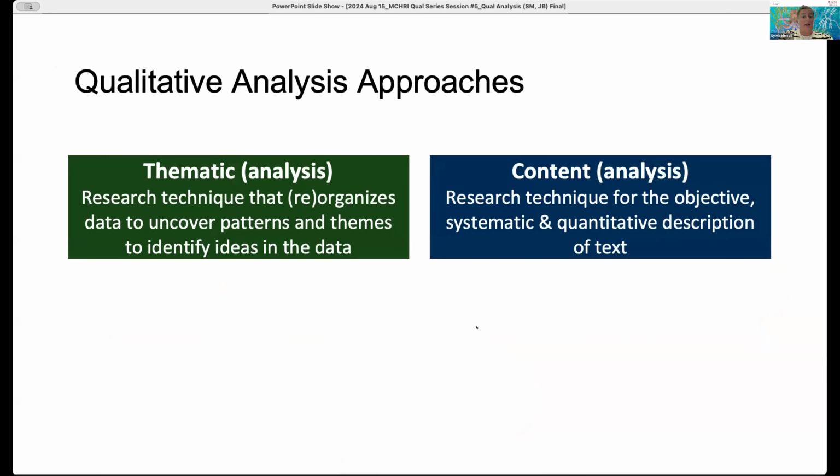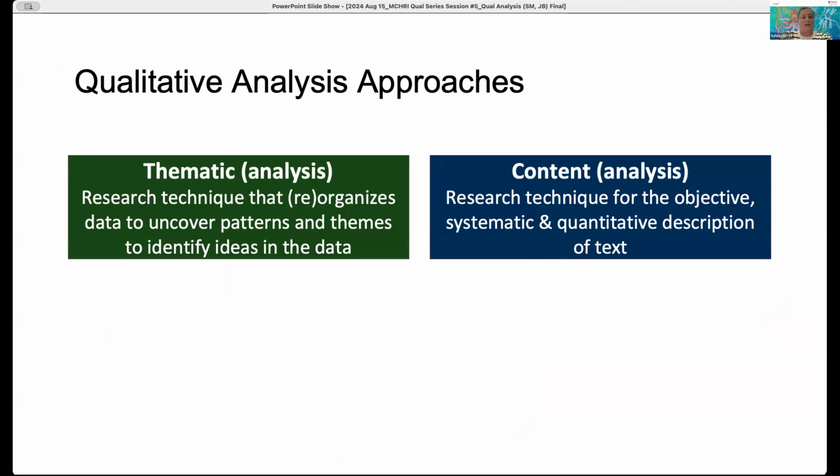The two that we'll talk about today are one of the two main approaches that we utilize. One is thematic analysis, and the other one is content analysis. Thematic analysis is a type of analysis, and this is just a big overview. I'll go into specifics in a little bit.